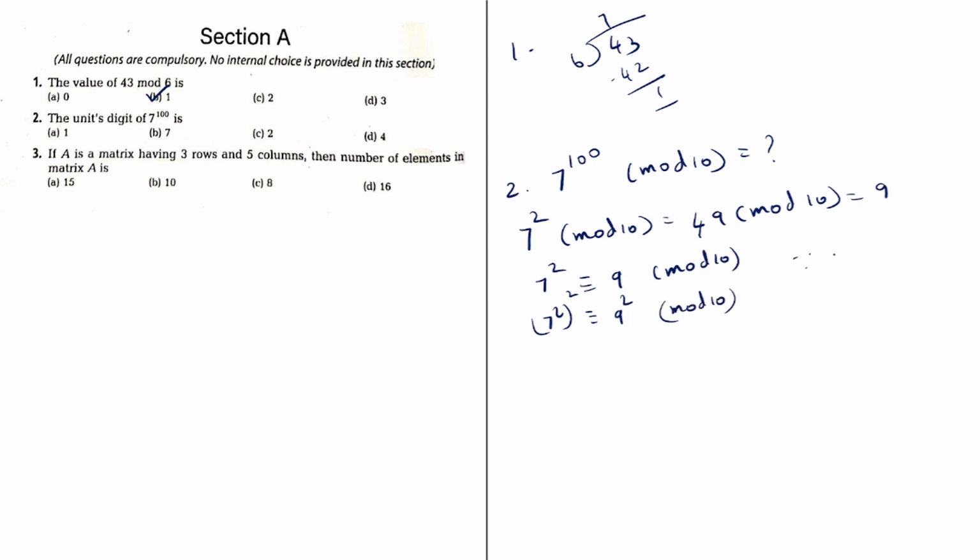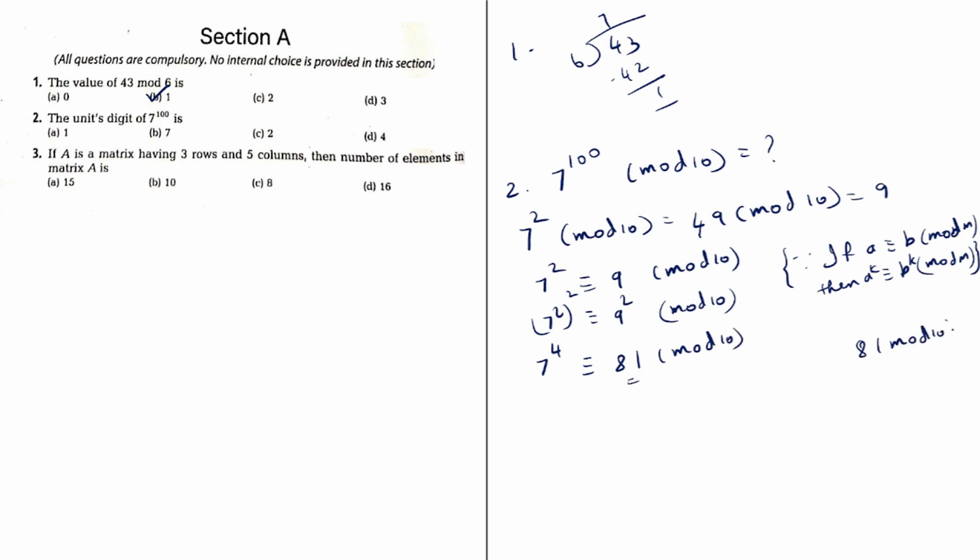Since we have the property: if A is congruent to B mod M, then A raised to K is congruent to B raised to K mod M, where A, B, M, K are all positive integers. So here 7 square squared is 7 raised to 4. This is congruent to 81 mod 10. But 81 mod 10 is equal to 1. So 7 raised to 4 is congruent to 1 mod 10.